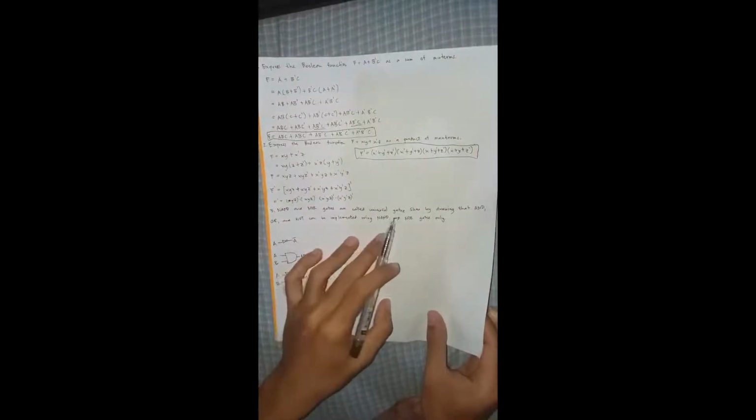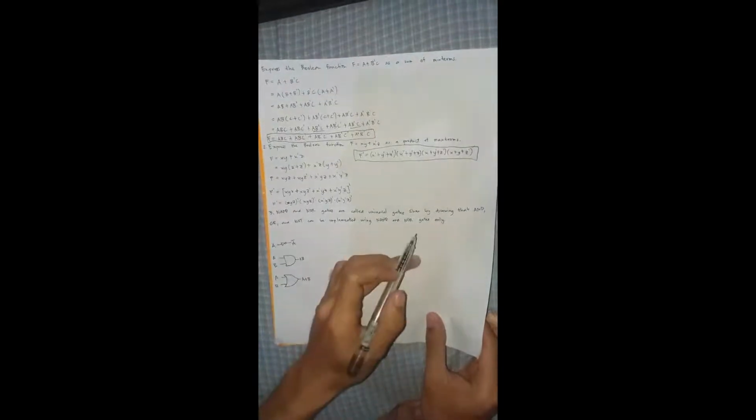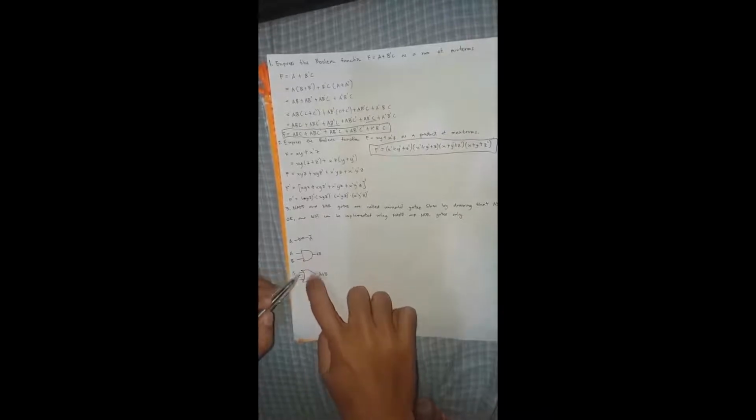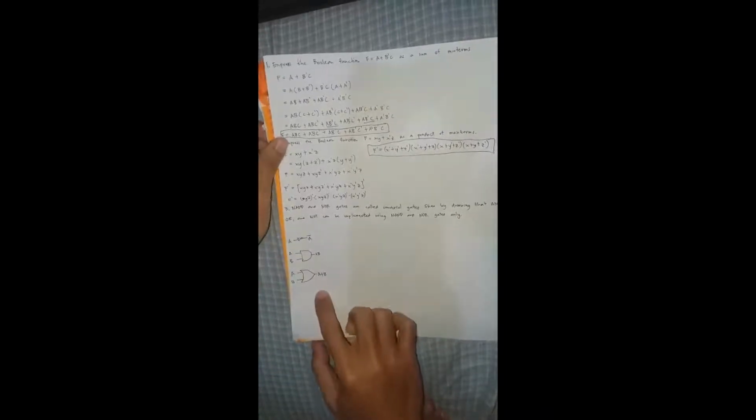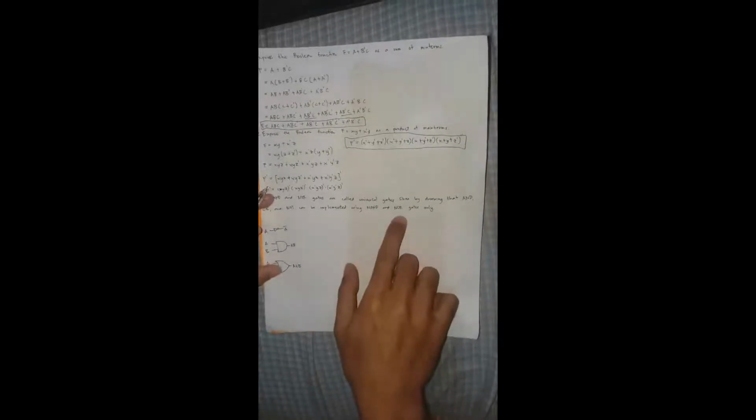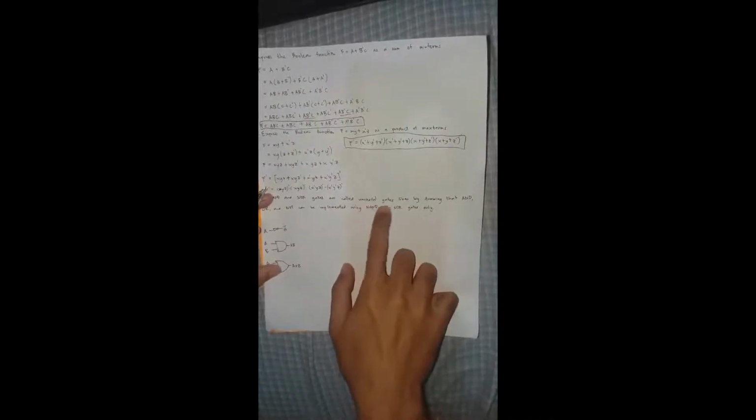Okay, for the third problem, we have here NAND and NOR gates are called universal gates. Let's prove that. Show by drawing that AND, OR, and NOT can be implemented using NAND and NOR gates only. So here we have the AND, the OR, and the NOT. What we're gonna do is implement these three gates using the NAND and NOR gates only to prove that they are called the universal gates.